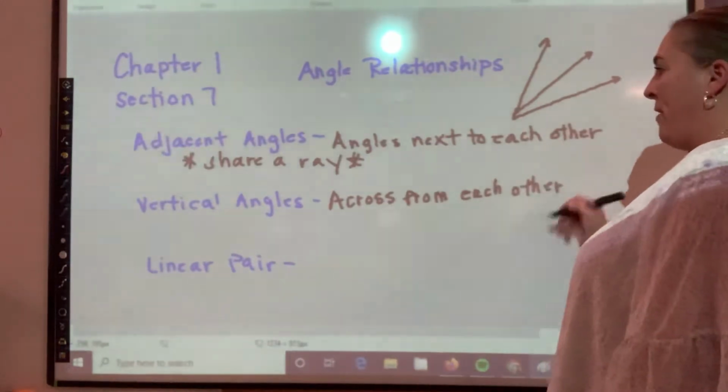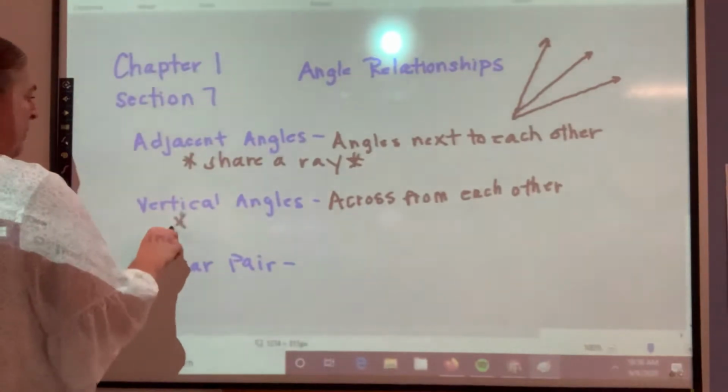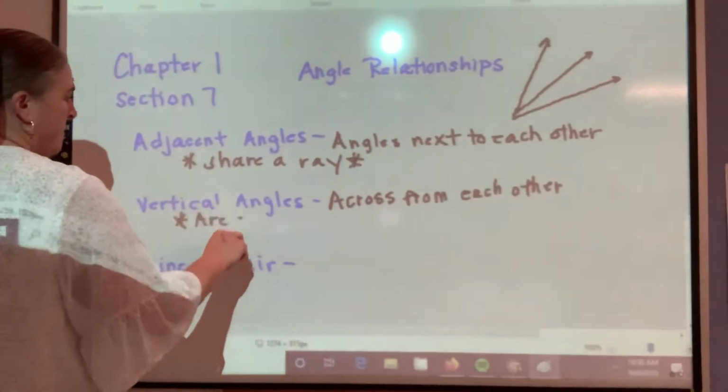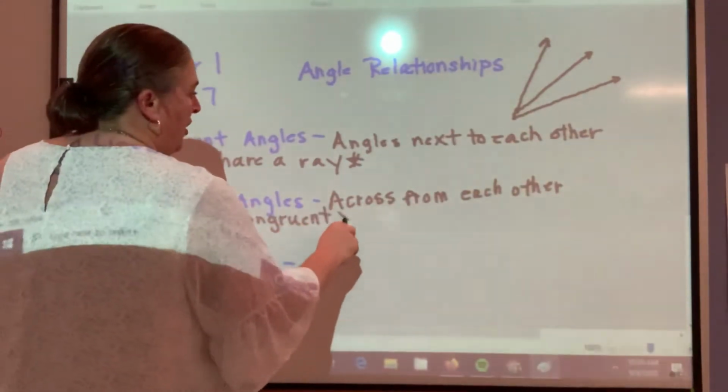One thing that you got to know about vertical angles is that they are congruent. What's that mean? Same. You got it. There it is. See, look, you got it in there. They are congruent. They're equal.